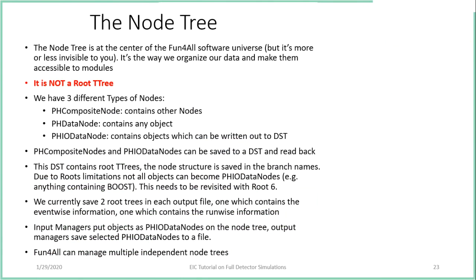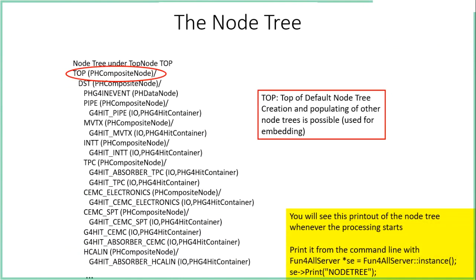Fun4all can manage multiple independent node trees if you want to. For embedding, it's very practical. You have one node tree containing the background event, one node tree containing the foreground event, and then the third one is where you mix things. Okay, having a look at the node tree in itself, that's now the default you see.